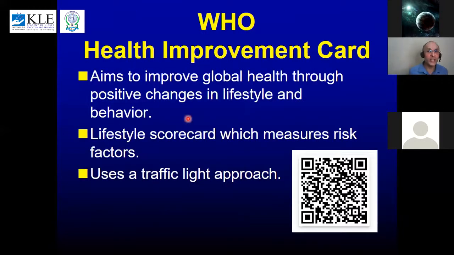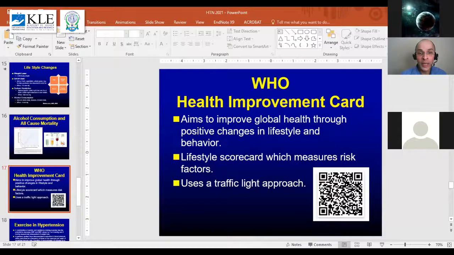The World Health Organization gives us a really important tool called the Health Improvement Card. If you're not familiar with this, you can look at the QR code, but it gives us red, yellow, and green zones that really allow the patient to see where they are in terms of risk factors and then create an action plan and a commitment to change certain risk factors. This is free online. I gave you the QR code, but it's a valuable tool that people can use to really improve their lifestyle.